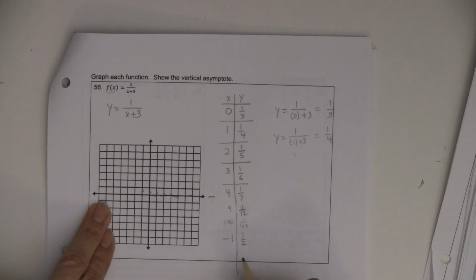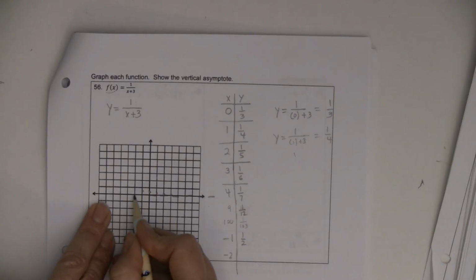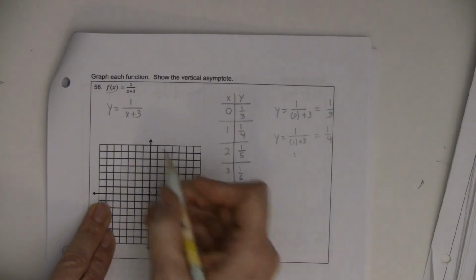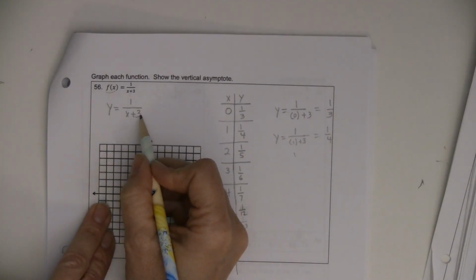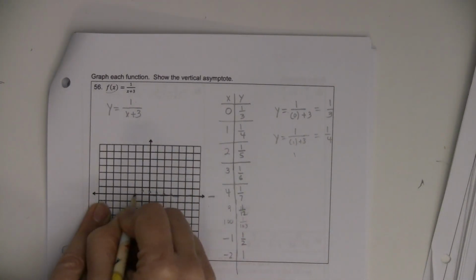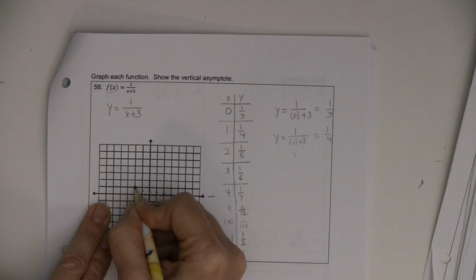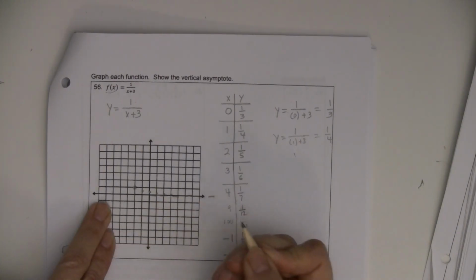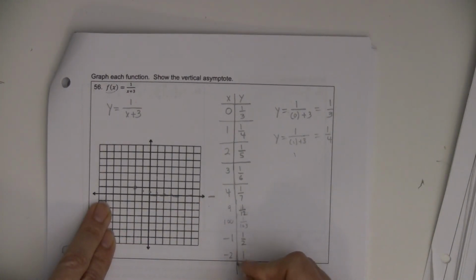And you might be curious, what's going to happen if you pick -2? Because I'm seeing what happens here. If I do, I get 1 down there, and 1 over 1 is 1. So that is going to be -2, 1. And what if I pick -3?